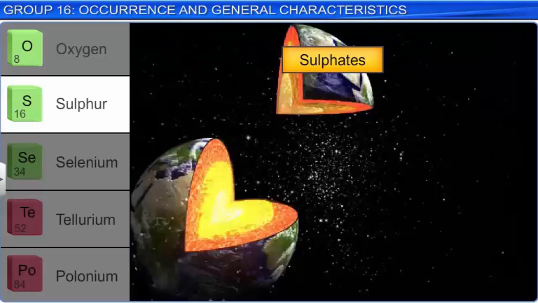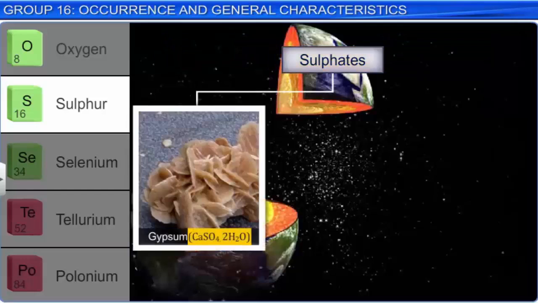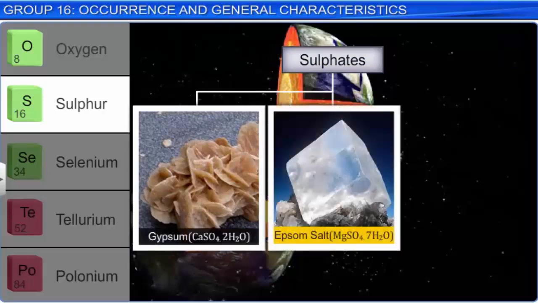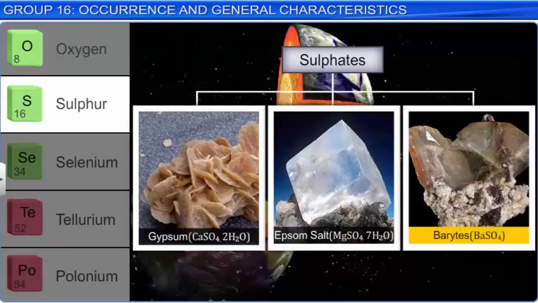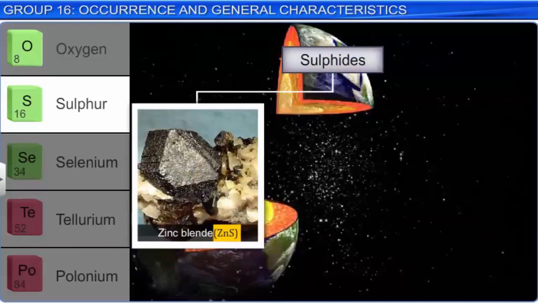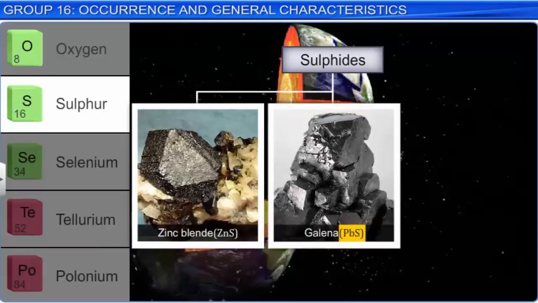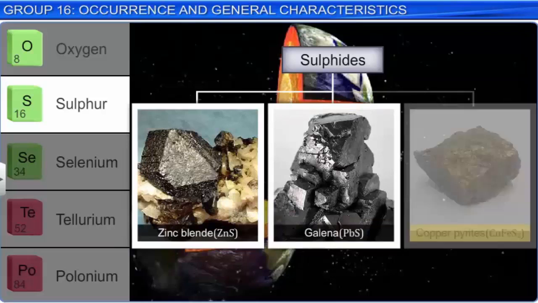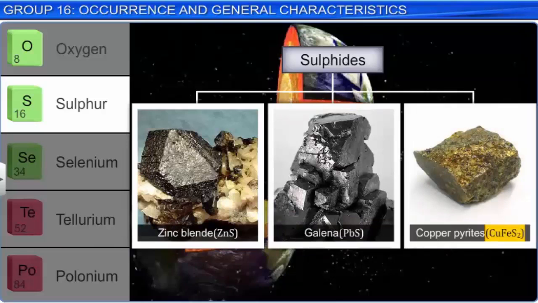Sulfates include gypsum, CaSO4, 2H2O, Epsom salt, MgSO4, 7H2O, and barite, BaSO4. Sulfides include zinc blende, ZnS, galena, PbS, and copper pyrites, CuFeS2.